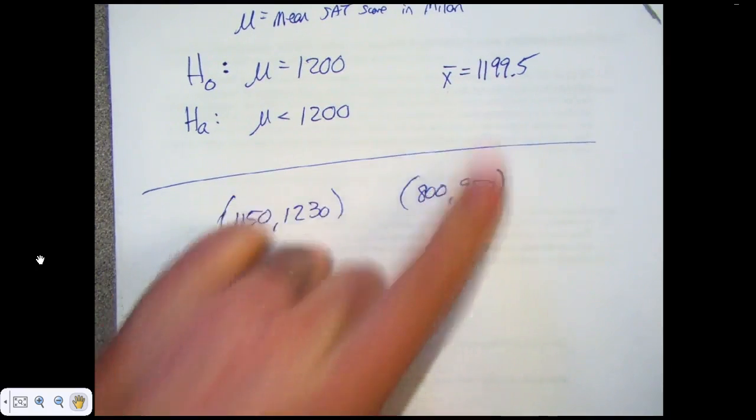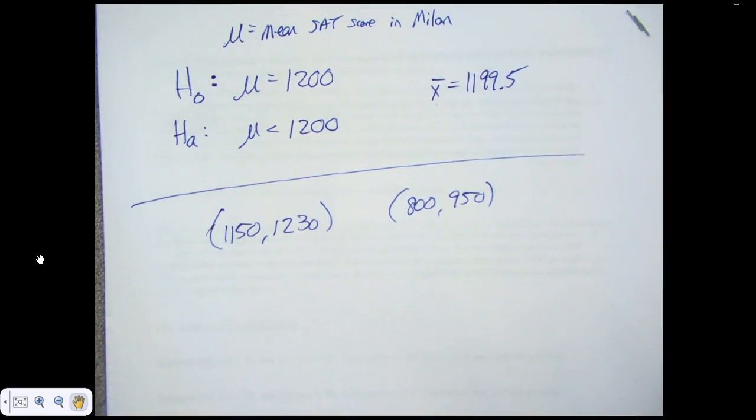So would 1199.5 convince you that I was lying if I claimed 1200? You only got 30 data points. Is that enough for you to be like, he's obviously lying, I'm going to sue him, this is garbage? Or is it kind of reasonable? Seems reasonable, right? What if it was 1150?